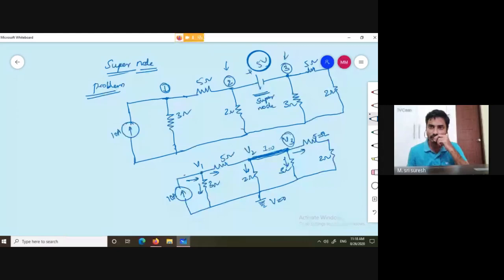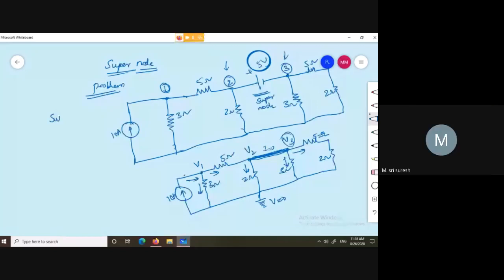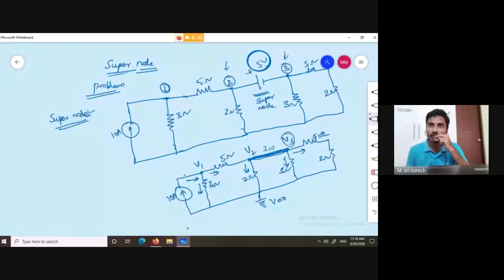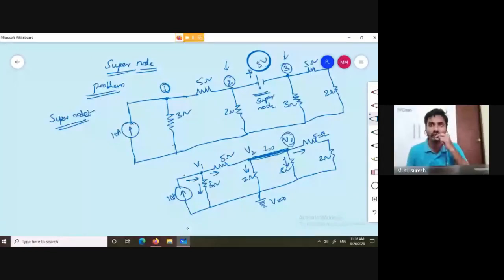Now we need to write down the two node equations. First we need to write down the super node equation. So how can you write the super node equation? Now we have replaced the 5 volts with a short circuit. The positive sign of the battery is towards the second node.